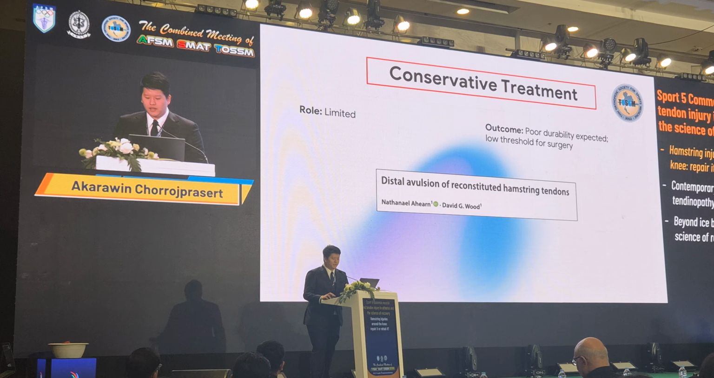So, this altered biology translates to a lower tolerance for distal injury, particularly in athletes. Patients often present with persistent pain, snapping, or functional weakness, and the durability of conservative treatment in this subgroup appears limited. For this reason, the threshold for surgical intervention is generally lower compared with the native tendon.